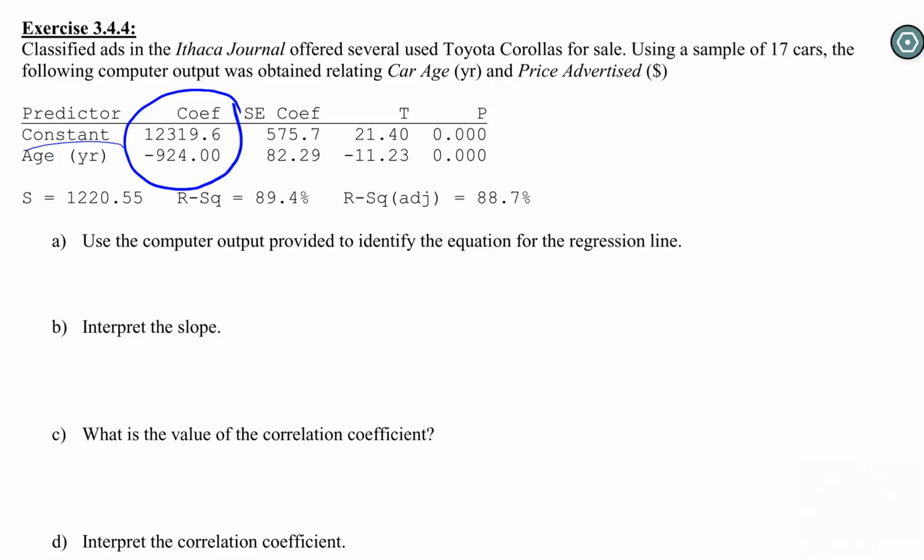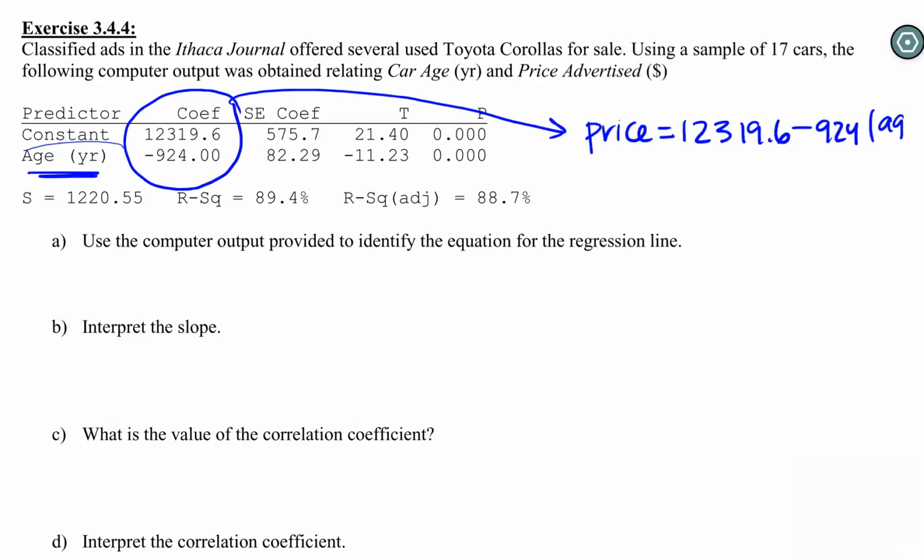And then you have your coefficients. These are the most important thing. They tell you what your line is. These tell us that price is equal to 12,319.6 minus 924 times age. So that's how this works. The rest of this we don't truly understand yet, but later in the course we'll understand what a standard error is, what a t is, what a p-value is. That's why it's later in a lot of textbooks. For right now, we can understand a line and what we can do with it.